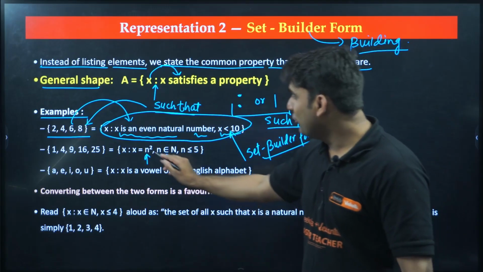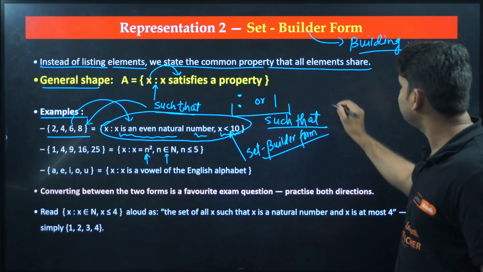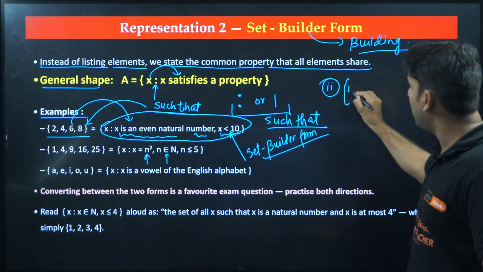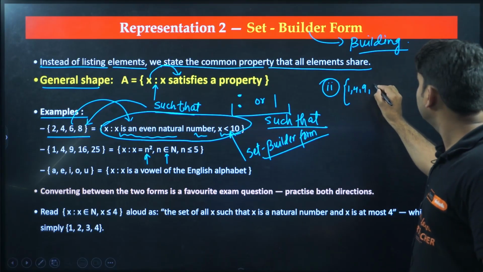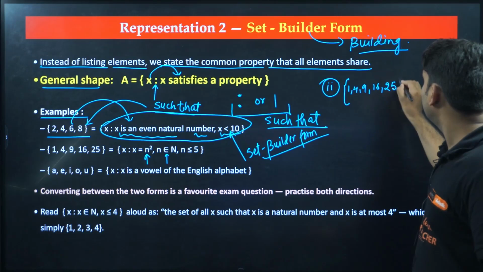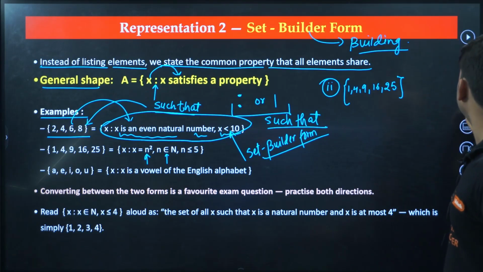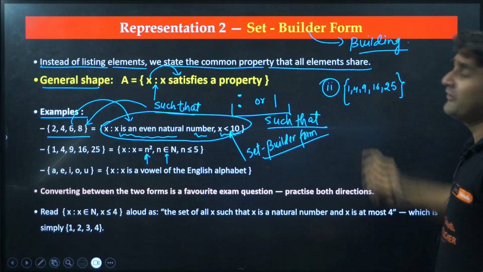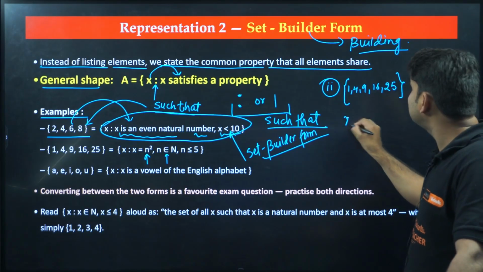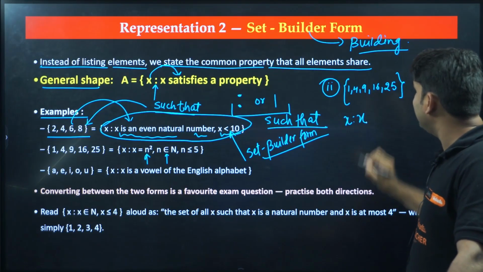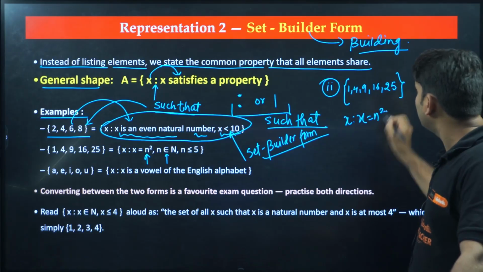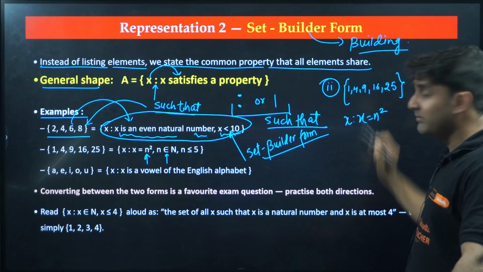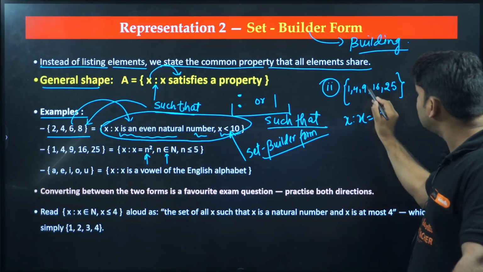Yes, listen, second question: 1, 4, 9, 16 and 25. Right. So my dear lovely students, listen, look at the numbers. All are perfect squares. So x such that x is equal to n square. If you put 1, 1 square will be 1. If you put 2, 2 square will be 4. If you put 3, 3 square will be 9.